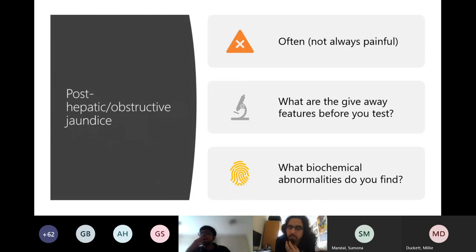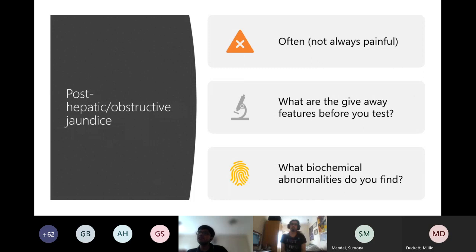So, and then the last big category of jaundice is post-hepatic, which is basically just obstructive jaundice. And it's mostly painful. There is one important example where it is not painful. Does anyone know what example of obstructive jaundice is painless? Cancer. Which cancer? Yeah, pancreatic cancer is painless jaundice. And what's the sign that you elicit on examination for pancreatic cancer? Courvoisier's sign, which is a smooth, painless mass in the right upper quadrant.